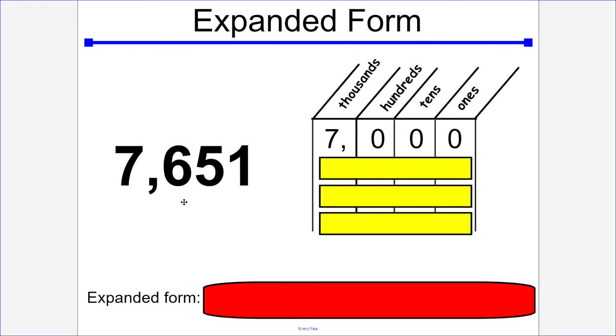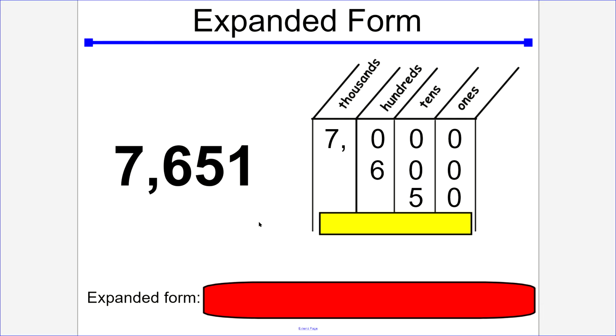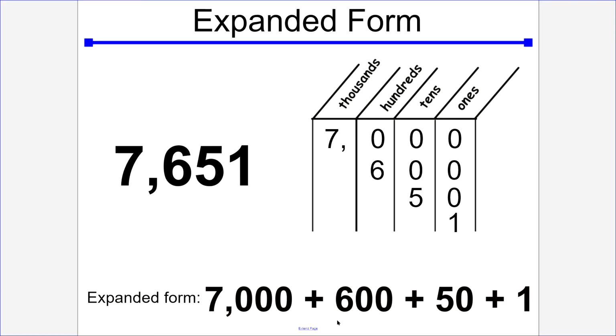Now let's think about the hundreds place. The value of the hundreds place is 600. Let's think about the value of the tens place. Well, the value of the tens place is 50. Let's think about the value of the ones place. The value of the ones place is 1. So when I expand 7,651 to show all of the place values, I get 7,000 and 600 and 50 and 1. If I wanted to write 7,651 in expanded form, it would look like 7,000 plus 600 plus 50 plus 1.